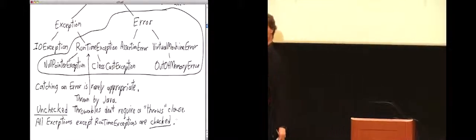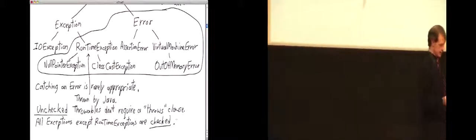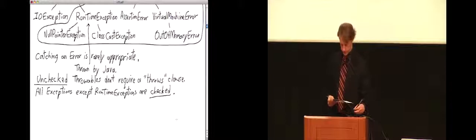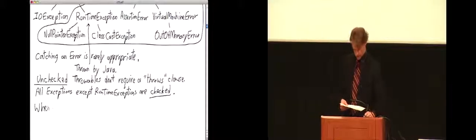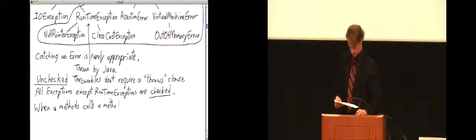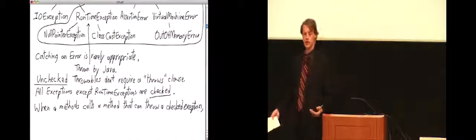So all of the exceptions that are not runtime exceptions are checked, which means if you have a method that might throw them, then you have to declare that. And that includes ones that propagate through from some method that you're calling. In other words, when a method calls another method that might throw a checked exception, you have just two choices.